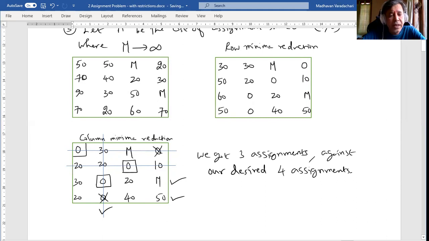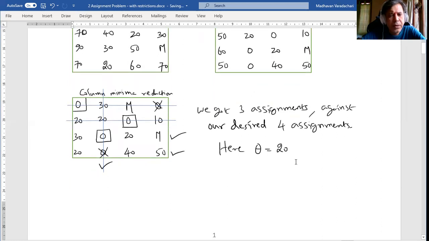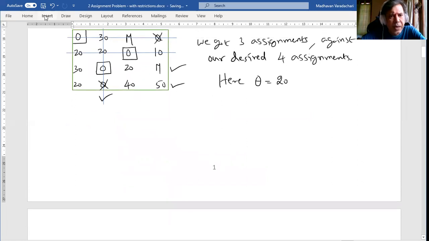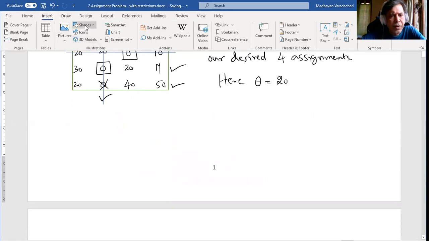Identify the least element where no line is passing through and call that theta. So here theta is among 30, 20, M, 50, 40, 20. So the theta is 20. Then what next? You have to form a new matrix, wherein, let me first form a matrix.